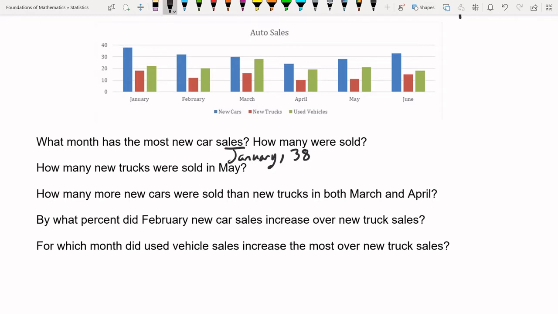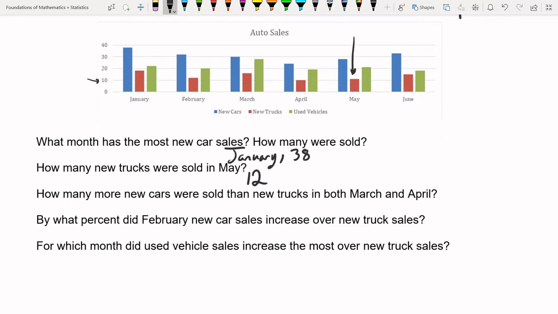How many new trucks were sold in May? New trucks is the red, so we're looking at this bar right here. That's right above this first line, and the first line is 10, so it's right above it. It looks like it's actually 12 to me. It could be 11 though. I'm going to say 12.